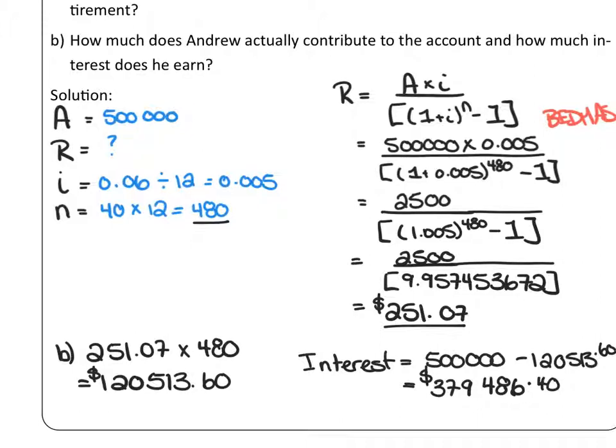So there you go. That's how you find the regular payment of an annuity, and that's how you figure out how much interest you actually make on an annuity.